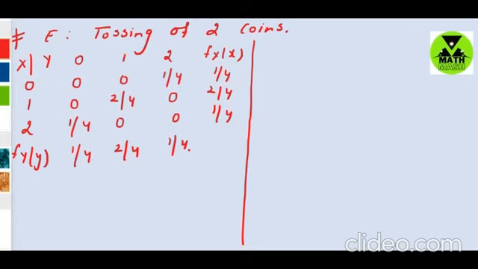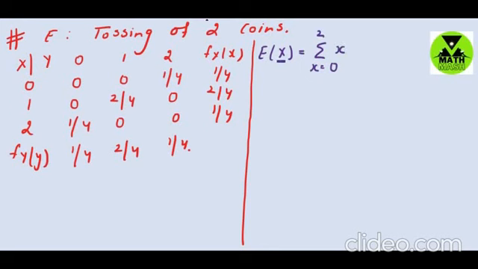So expected value of x is equal to summation, because it is a discrete case, so we'll use summation, over all the possible values of x. Here x is taking values 0 to 2. What is the function here? It is x, so write x as it is, and the marginal density of x is fx of x.